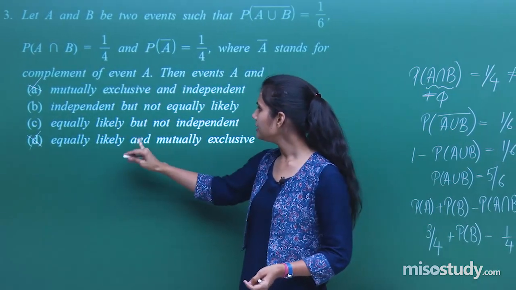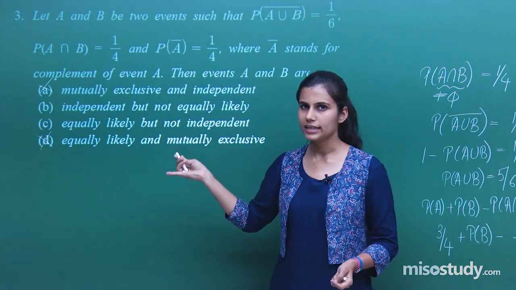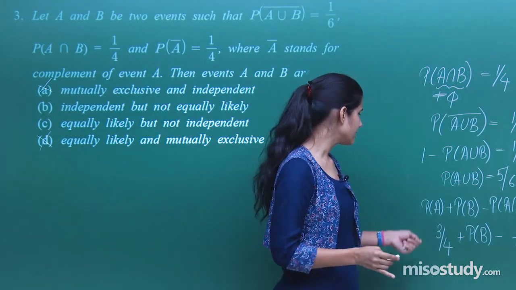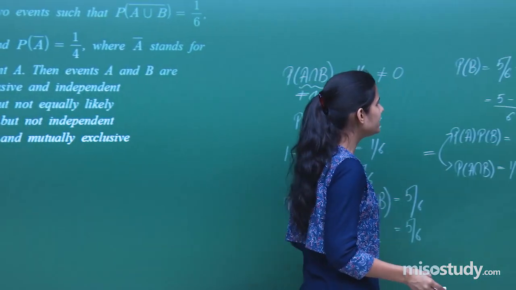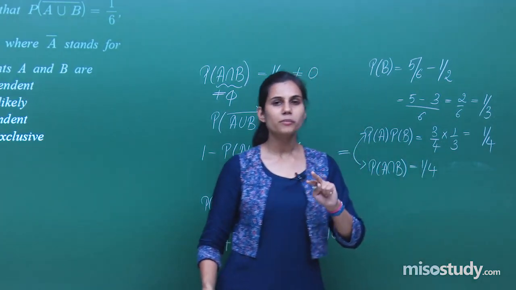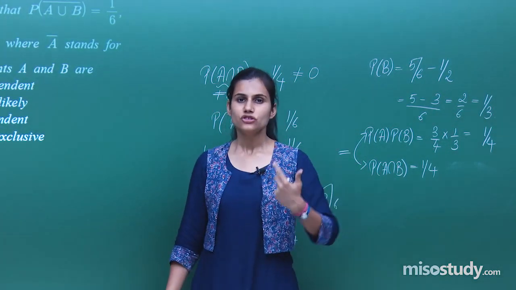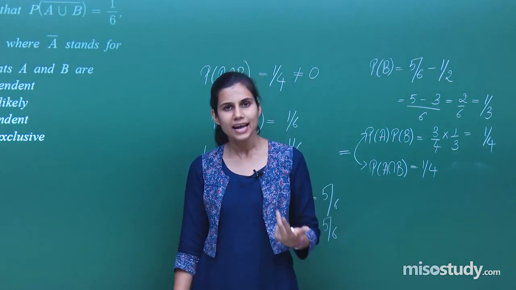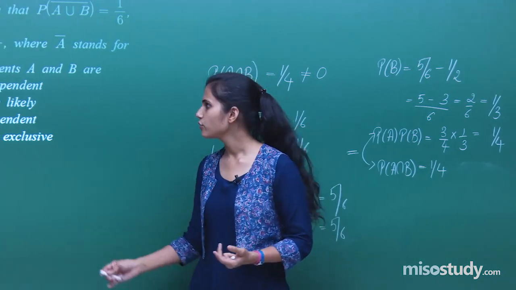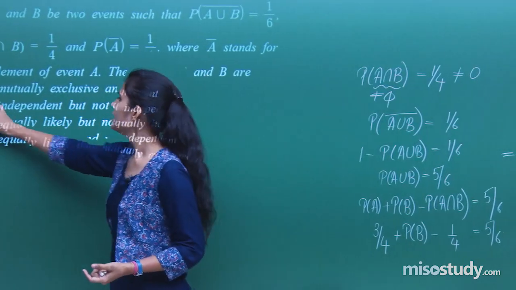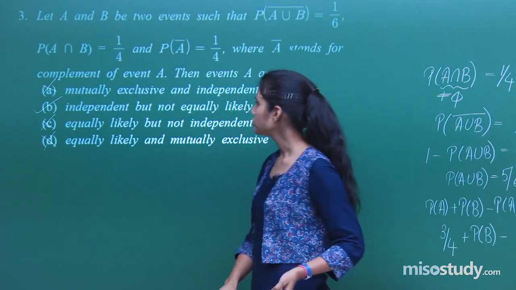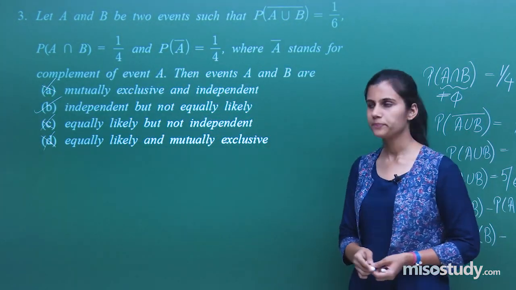Now, they are independent and they are equally likely or not equally likely. So, see, probability of A is 3 by 4, probability of B is 1 by 3. Clearly, both the probabilities are not equal. That means the chances of occurrence of event A and B are not same, and therefore, they are not equally likely, but they are independent, and so option number B is the correct one.